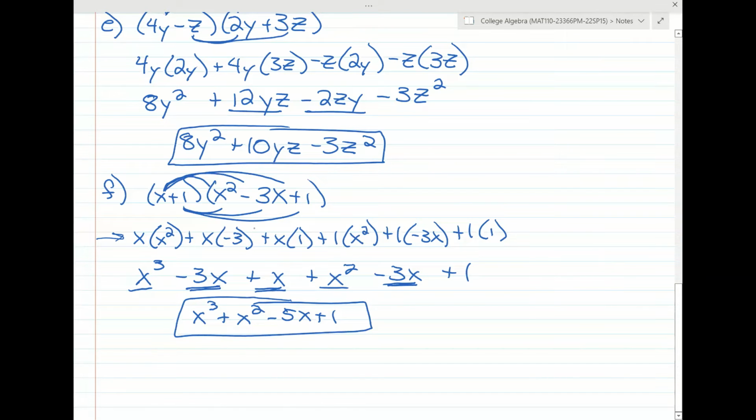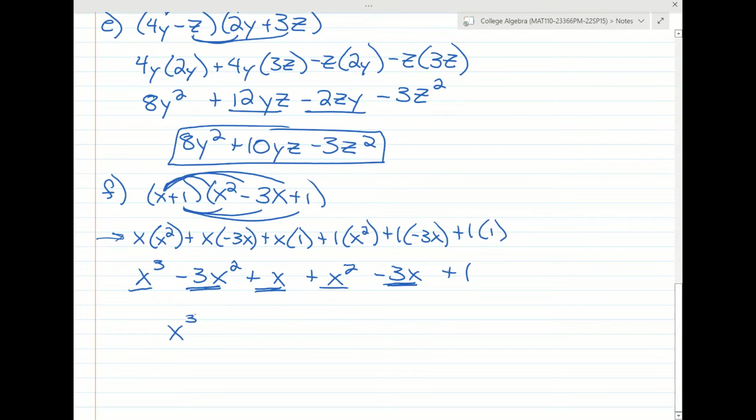Oh, yeah, that's why I made a little mistake here. Thank you. It's x times negative 3x. And then plus x times 1. All right, so that does change things. Thank you, George. So just to fix this up here, we'll combine our like terms. So it would just be x to the third, negative 3x squared plus 1 is negative 2x squared. And then we have just negative 2x and plus 1. That is the correct answer.